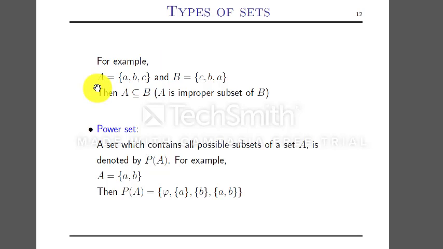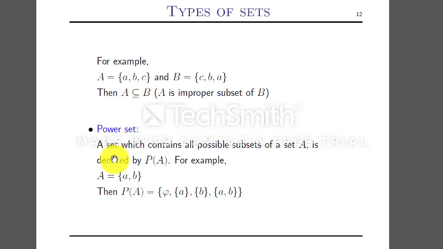For example, if A is equal to {a, b, c} and B is equal to {c, b, a}, the elements are the same, a b c and a b c, only the arrangement is different. The number of elements is the same, and there is no extra element in the set B. So we can say that A is an improper subset of the set B.